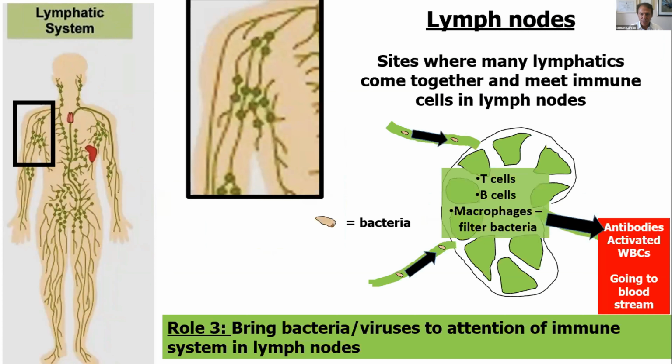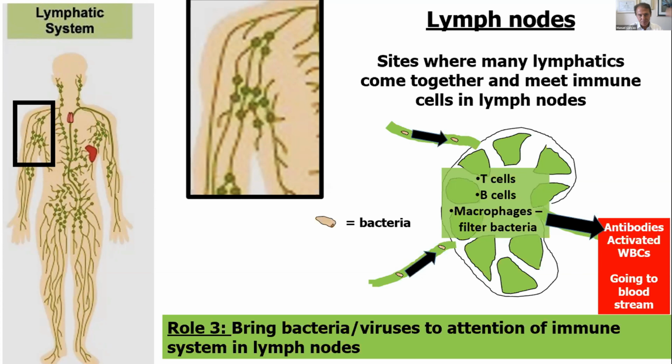And role number 3 now has to do with the lymph nodes. So lymph nodes are sites where many lymphatics come together and meet the immune cells in lymph nodes. It is in these lymph nodes where if a person has an infection, for example, an infection caused by a bacteria. So let's say that you have an infection in your toe, and there's bacteria in your toe. Well, in most cases, the bacteria will not be in your bloodstream unless you get really, really, really sick. But if you have the infection in your toe, then what happens is some of that bacteria will get into your lymphatics in your toe.